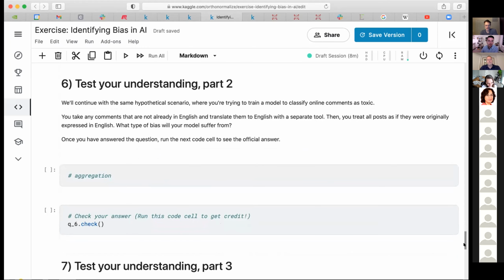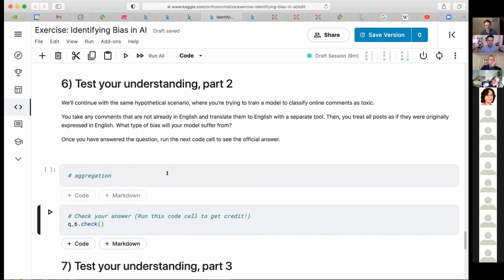Number 6, test your understanding, part 2. So continuing with the same scenario, trying to train a model to classify comments as toxic. What happens if you take comments that are not in English and translate them to English with a separate tool, then treat all posts as if they were originally expressed in English? What type of bias will your model suffer from?